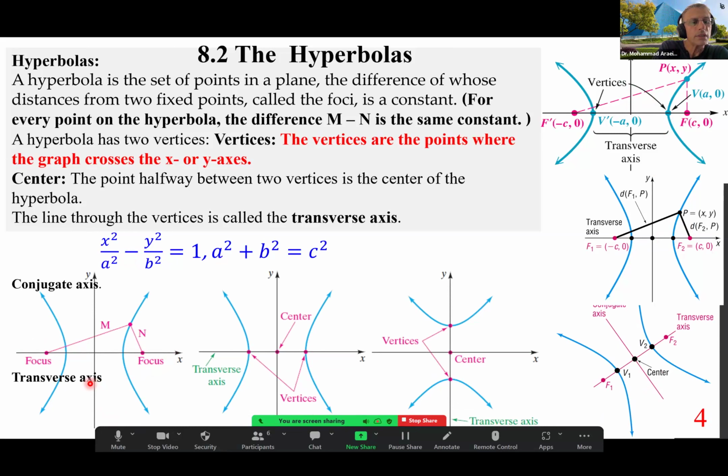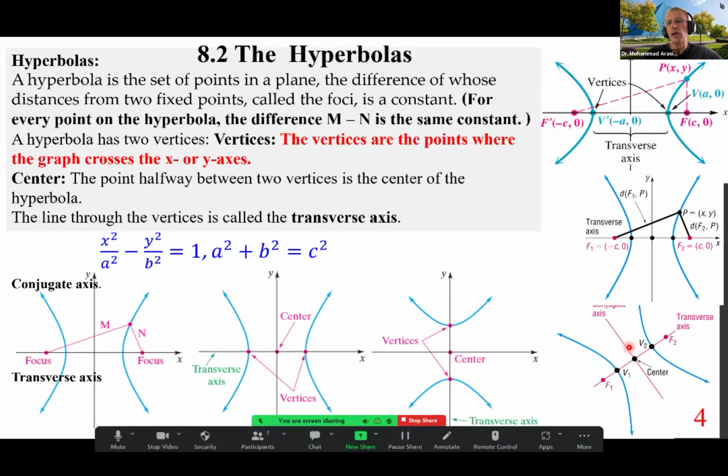So as we look at this, this line is called the transverse axis. This is called the conjugate axis. Vertices, center, foci, focus 1, focus 2, and here's the distance m minus n that was discussed here. If it opens up and down, here's the center, here's the vertices, and the foci are located, in essence, you can think of inside the hyperbolas. Over here would be inside here and here. Over here would be here and here.